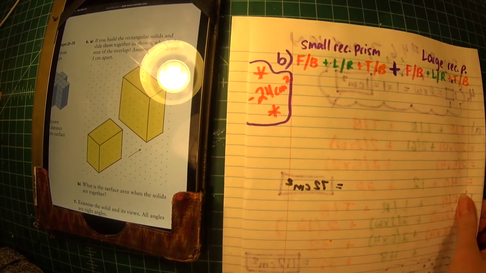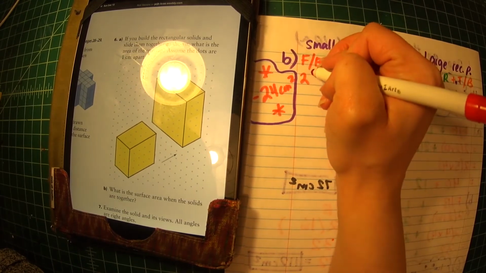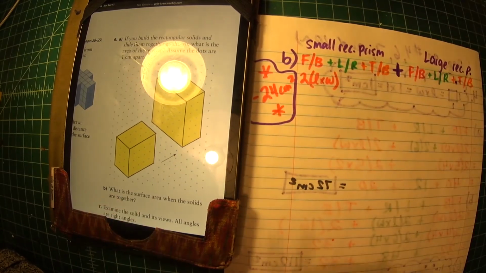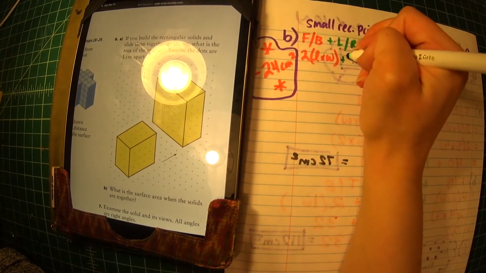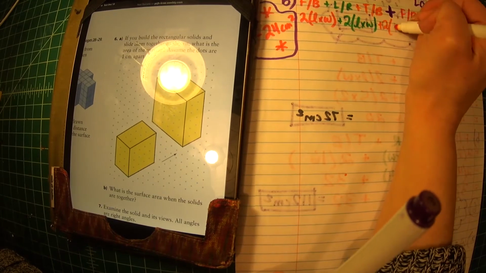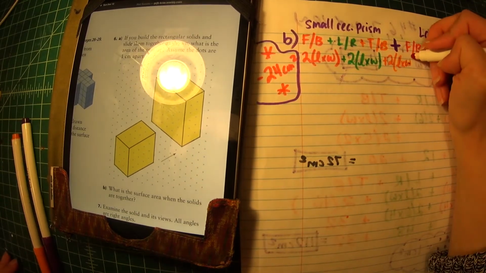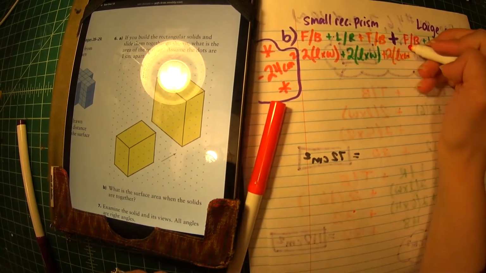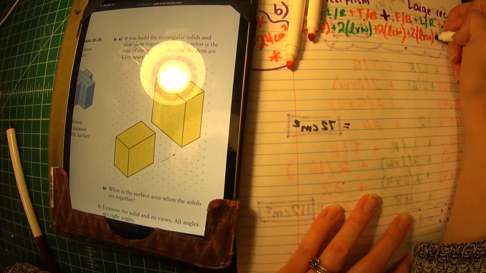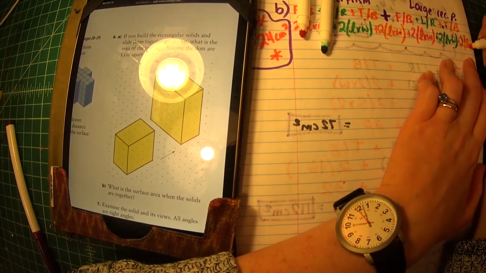For the small rectangular prism, starting with the front and then of course doubling the number that I get, it is just going to be all rectangular faces. So all of these are just going to be 2 times the length times the width.